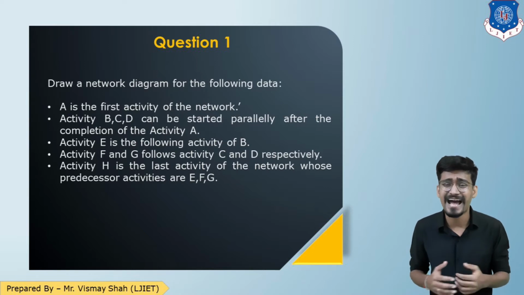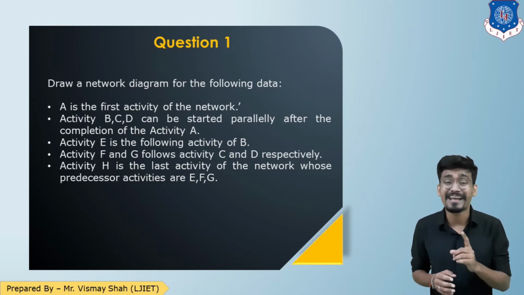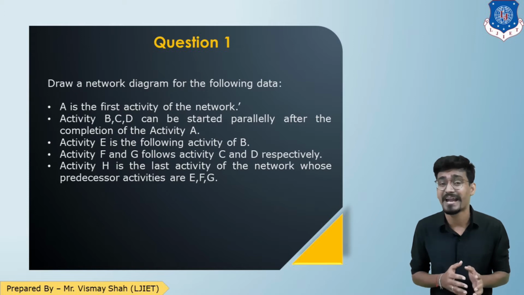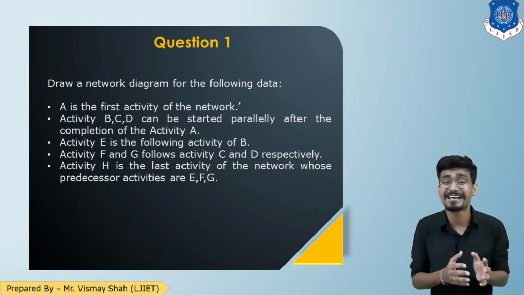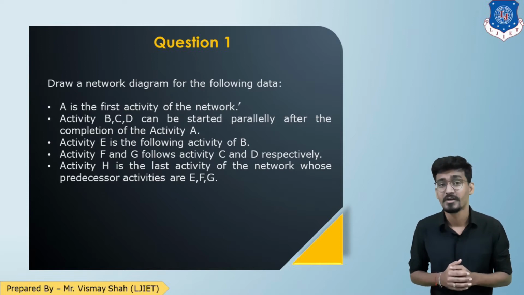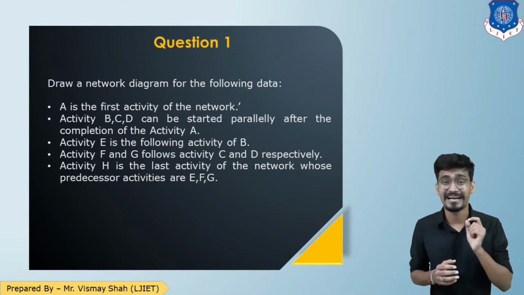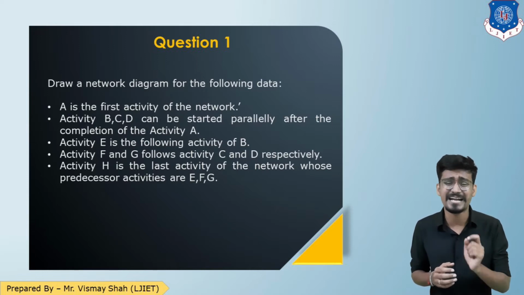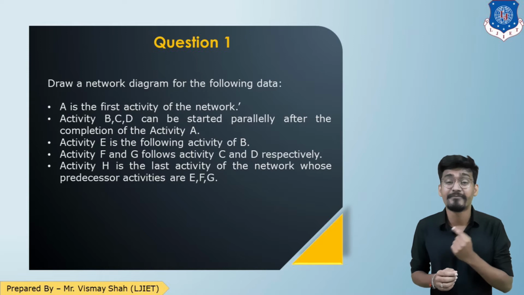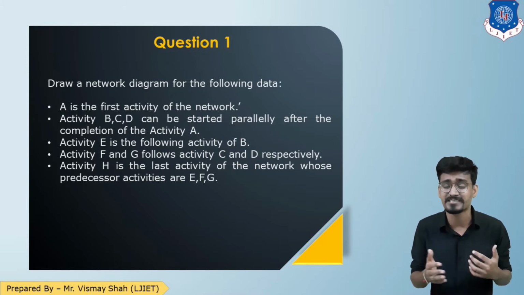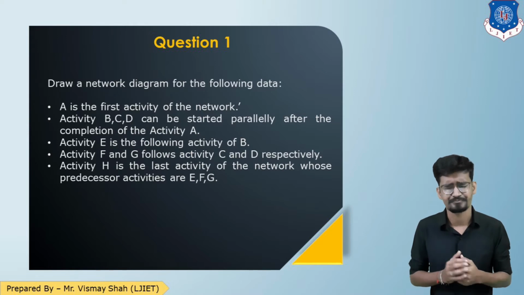And the last data given to you is: activity H is the last activity of the network, whose predecessor activities are E, F and G. So this is our first category of numericals, that says data in words. Here, as you can see, all the data is in lines. So this is our first category.